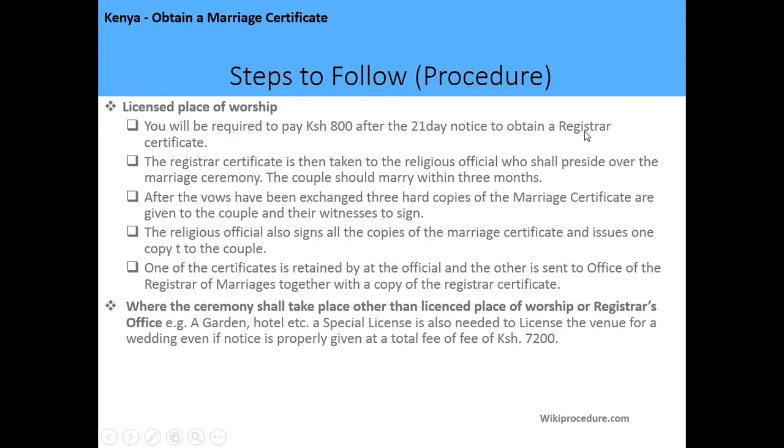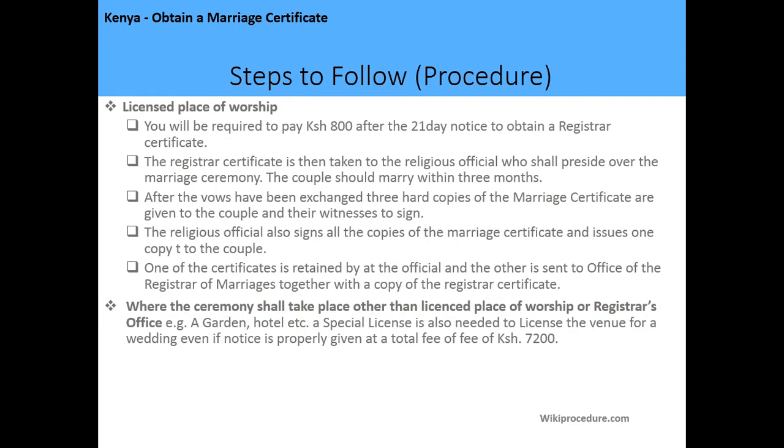After the vows have been exchanged, 3 hard copies of the marriage certificate will be given to the couple to sign together with the witnesses, and the religious official will also sign and will give the married couple one copy. One copy of the certificate will be sent to the registrar of marriage's office, and 1 copy will be retained by the religious official.